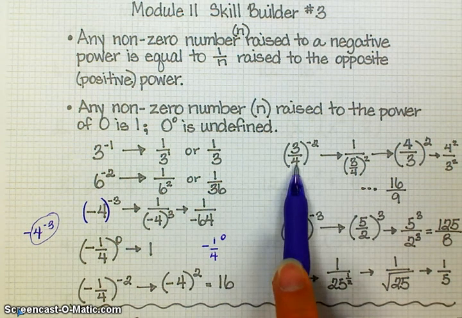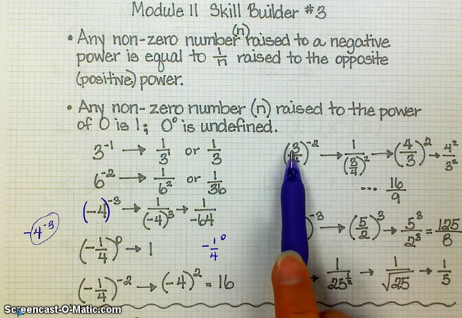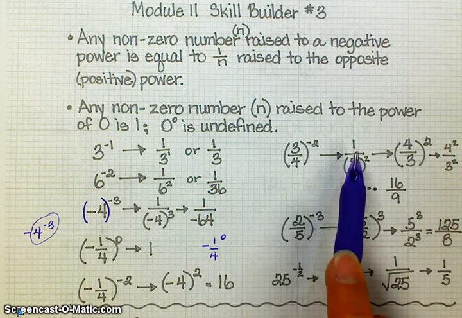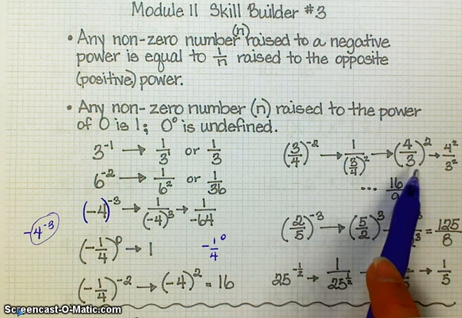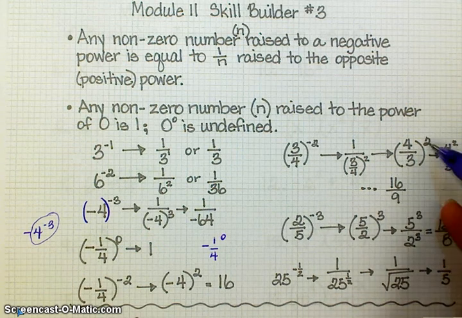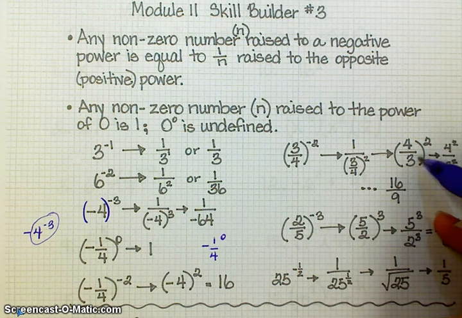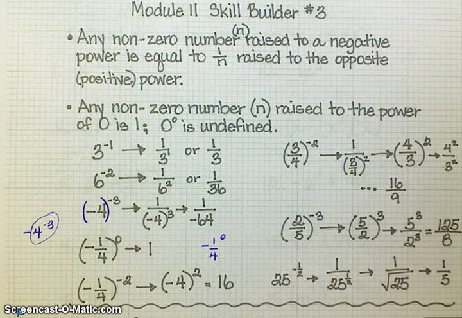Again, here you have it raised to the negative 2. So I take this, I'm going to put it 1 over 3/4, but 1 over 3/4 is the same as just taking that and flipping it. So you wind up with 4/3 to the second power. That exponent 2 applies to both the 4 and the 3. So 4 squared over 3 squared. And you wind up with 16 over 9.